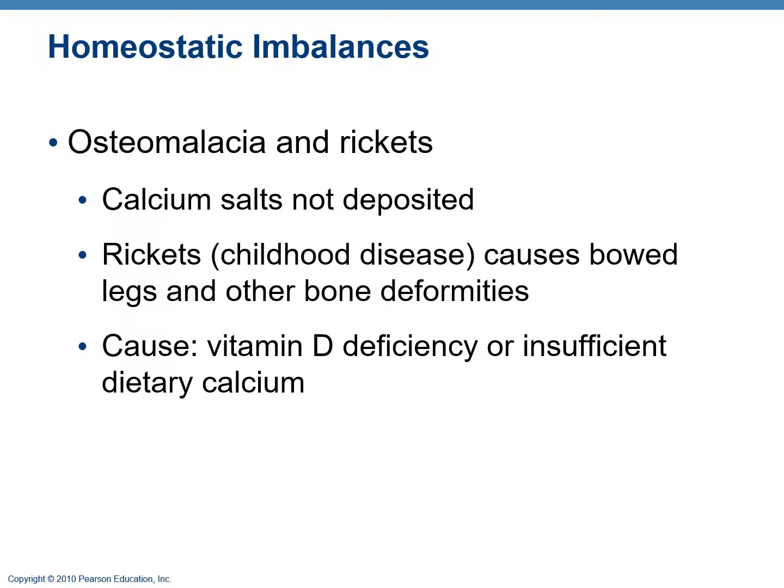There are a couple of homeostatic imbalances that I would like to mention as well. Osteomalacia, as well as rickets. This occurs when calcium salts are not deposited as they should be. Rickets is really a disease of childhood, and it causes bowed legs and other bone deformities, just because you don't have the proper amount of calcium for bone growth. And ultimately, your cause is going to be a vitamin D deficiency or insufficient dietary calcium.